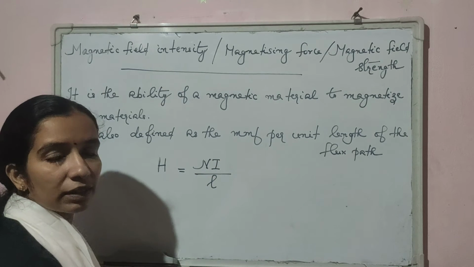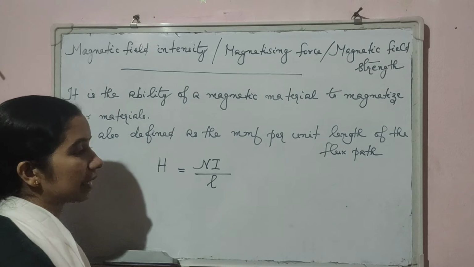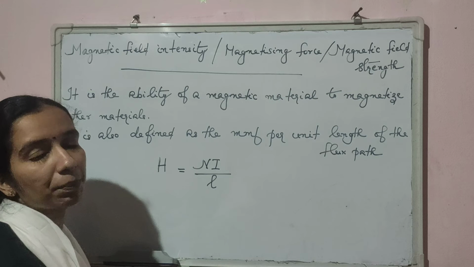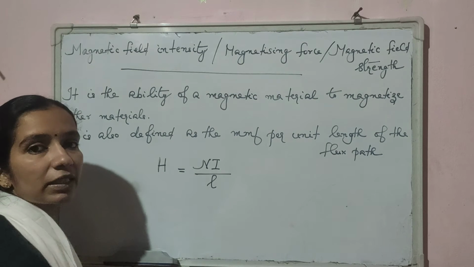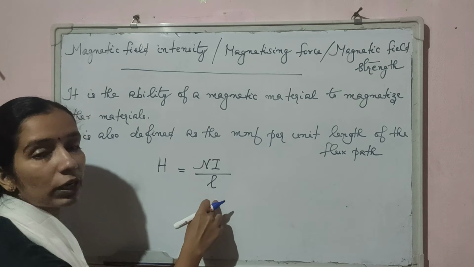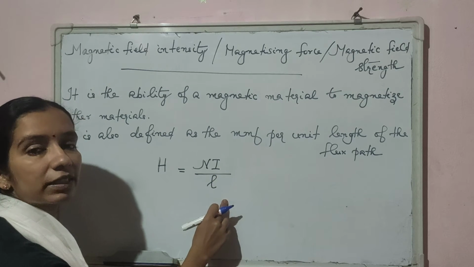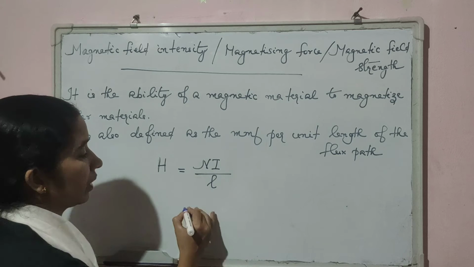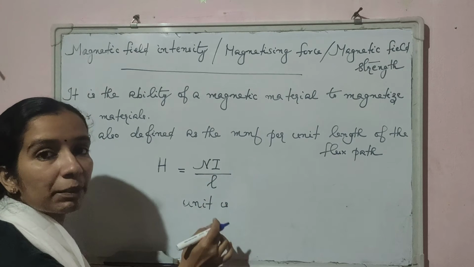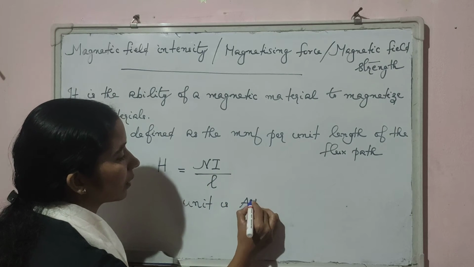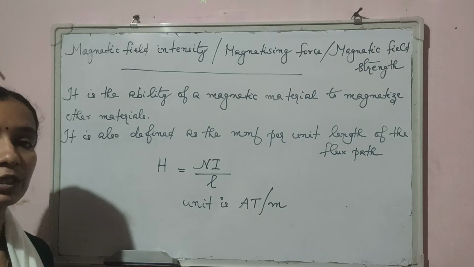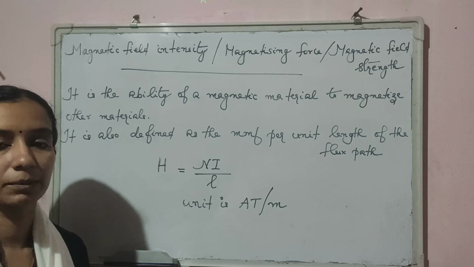MMF is N into I, number of turns into current, divided by L, which is the length of the magnetic flux path. So we can write the magnetizing force or magnetic field intensity H is equal to MMF by length, NI divided by L. The unit of MMF is ampere turns, and that of length is meter. So the unit of magnetizing force is ampere turns per meter.